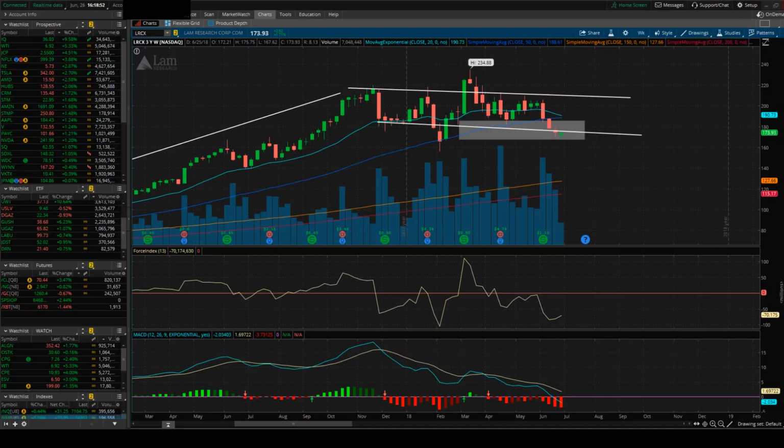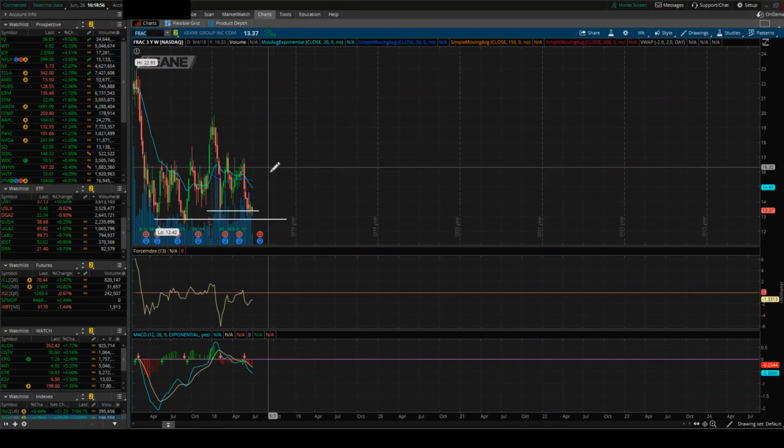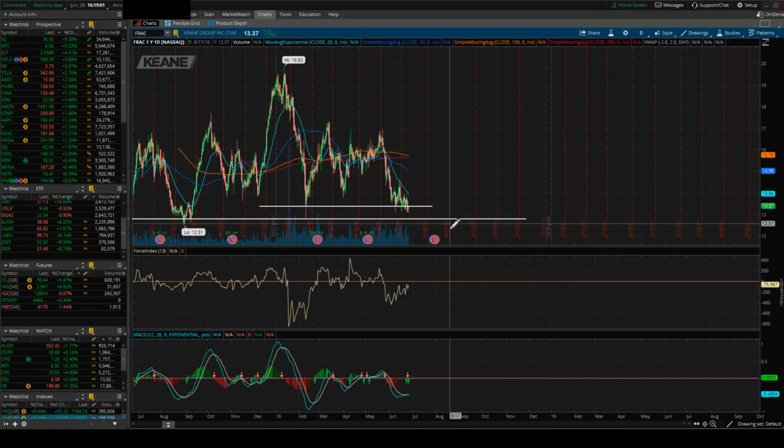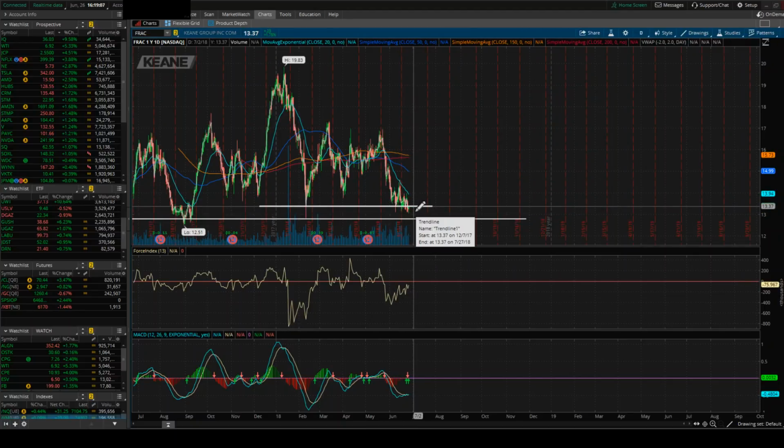Eric, can you look at FRAC? Sure, so here we go, FRAC. Okay, we've looked at this one in the past. Here's the weekly chart. Let's look at the yearly chart. You can see, what is this, right? This is a continuous decline. This support is not acting as a support, 1337.